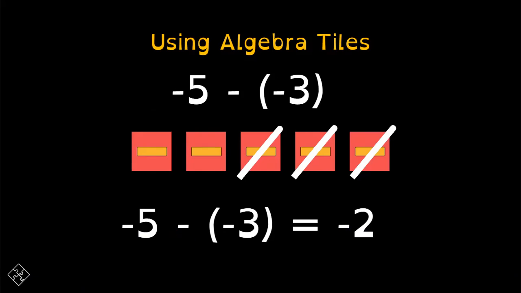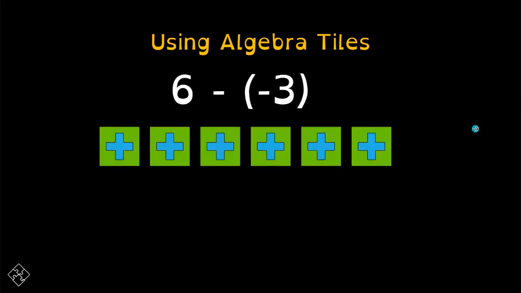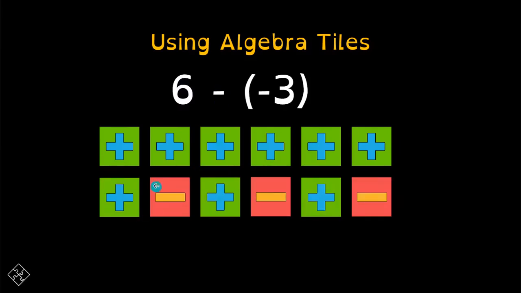Okay, so next. Okay, so let's try more. So we have 6 minus negative 3. In this case, nilagay ko na po yung 6 na tiles dito. So meron tayong 6 na positive tiles because we have 6 here. Okay? Next, we will add 3 pairs of positive and negative tiles. Okay? So mag-add tayo ng 3 pairs. So ito yung unang pair natin. Positive and negative. Pangalawang pair, this one. At pangatlong pair, ito.